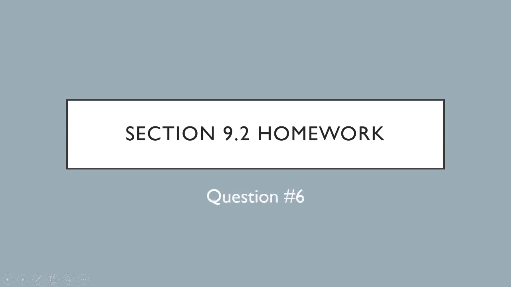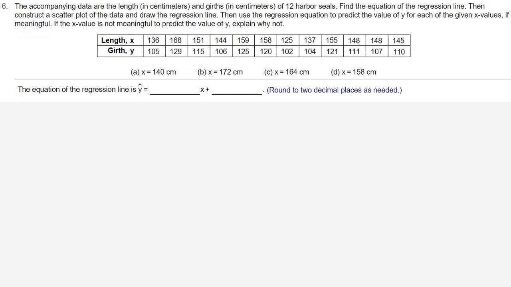We're looking at homework for section 9.2. This is question number 6. The accompanying data are the length in centimeters and girths in centimeters of 12 harbor seals. Find the equation of the regression line.